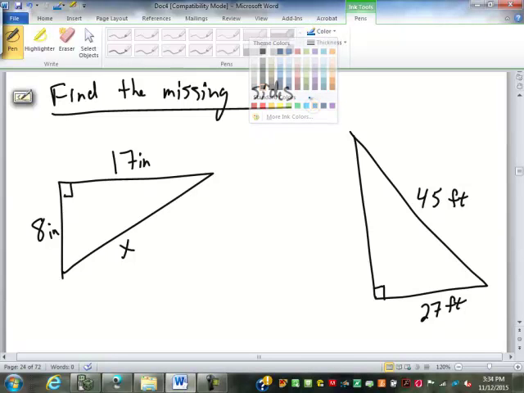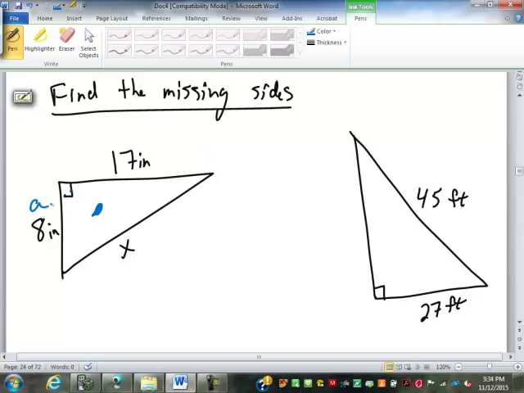So for our first one here, remember when we're dealing with right triangles trying to find missing sides, the first thing we have to do is identify which sides are the legs and which side is the hypotenuse. So on our first one here, what are the legs? 8 and 17.